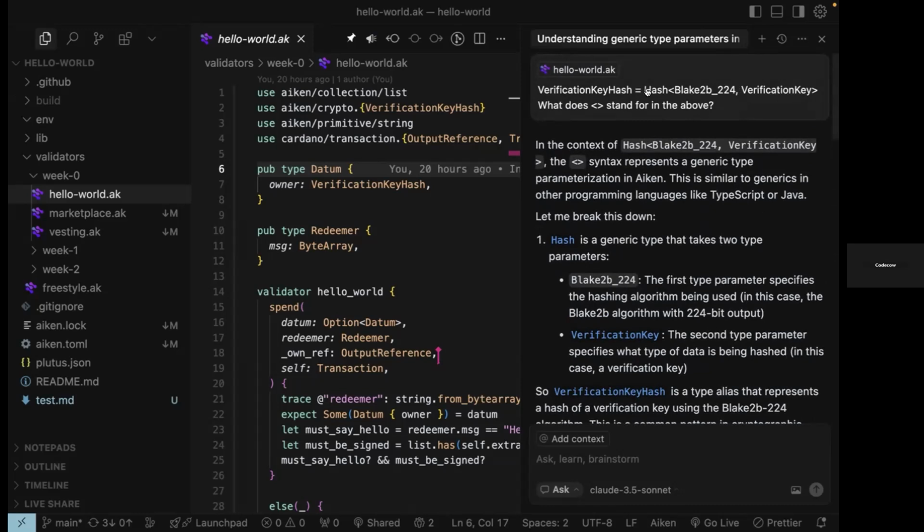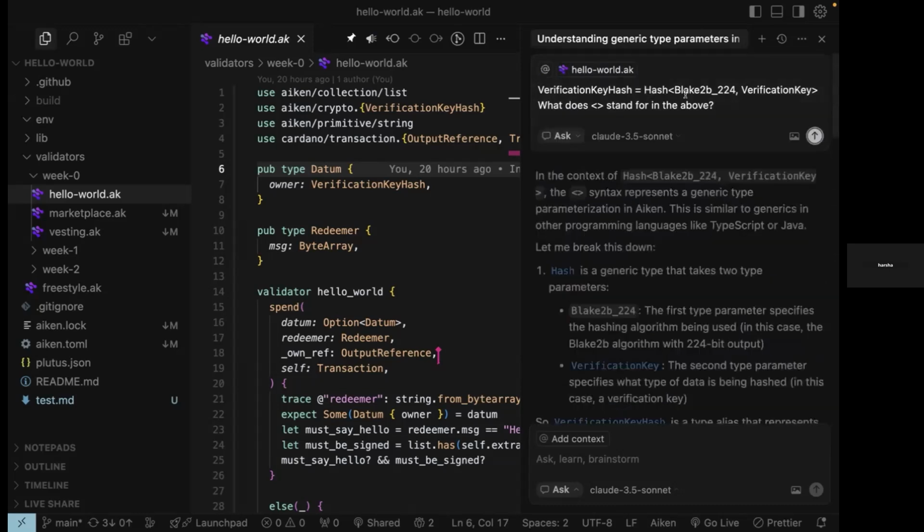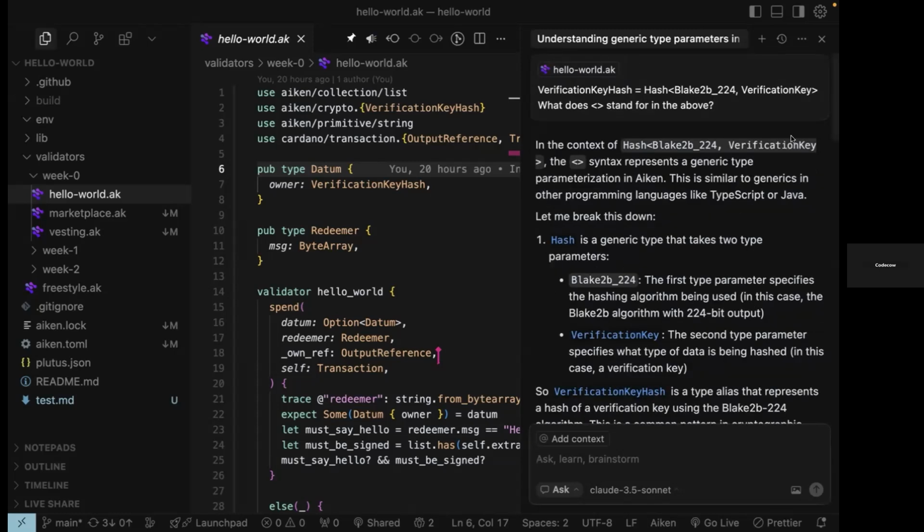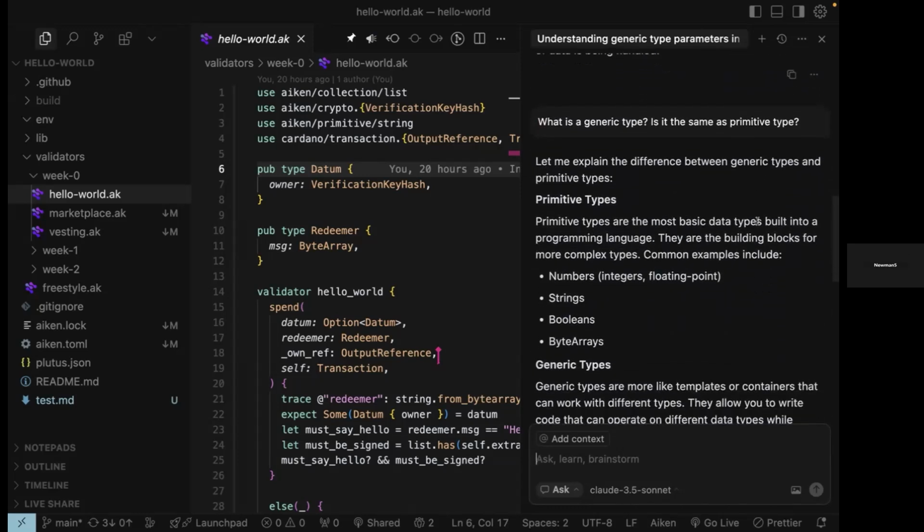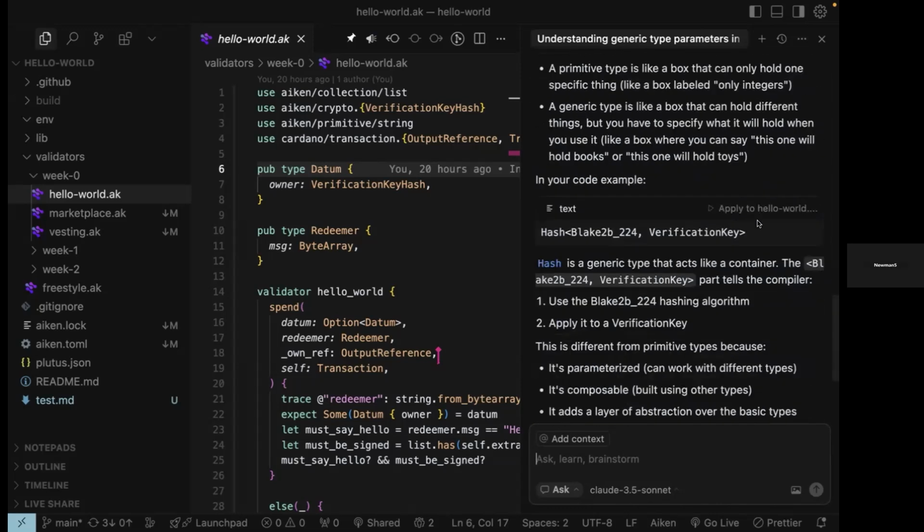Not one of them. It has to have both of them, right? Yeah, it has to have both of them. So verification key hash is of the type hash, right? And hash is derived from two of these data types, which is the Blake algorithm type and the verification key type. Yeah, it says there in number one, it is a generic type that takes two type parameters. So it needs two types.